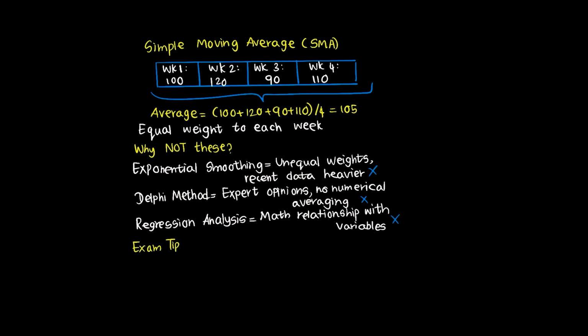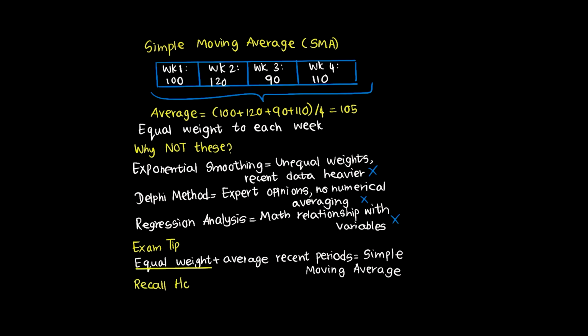Here's a WGU C215 OA exam tip for you. When the question says average past periods, equal weight to each period, and drops the oldest period, that is simple moving average. Quick recall hook: SMA equals same weight, moving window, average.